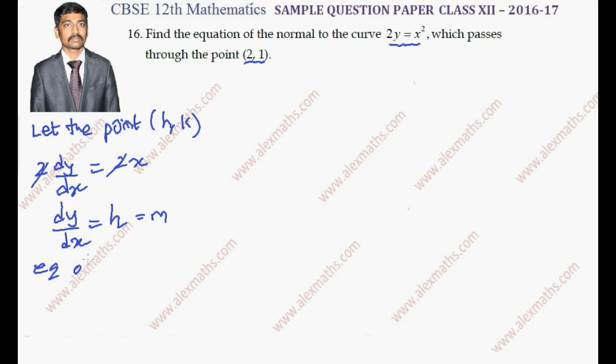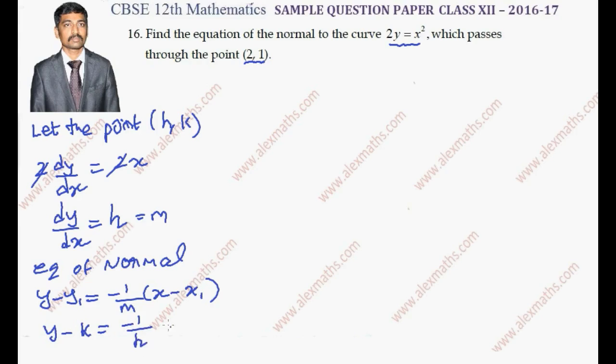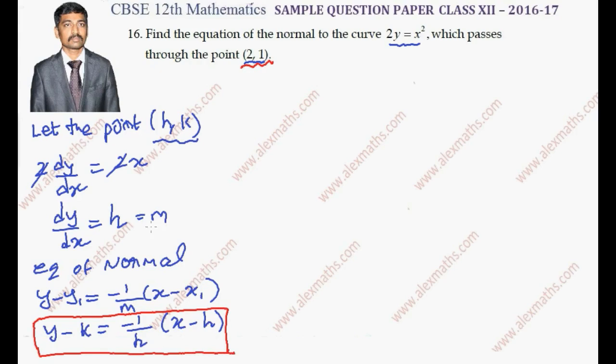Now we have to find the equation of the normal. For the equation of the normal, we have a formula: y minus y1 is equal to minus 1 by m into x minus x1. So if I substitute this, y minus y1 is k, equal to minus 1 by m, where m is h, which we just found, into x minus h. So I am using the point h, k, and I got the equation of the normal. This normal passes through the point which is given in the question. So this normal is passing through 2, 1. I have to substitute this 2, 1 for x and y, because any passing-through point will be substituted for x and y. So substituting 2, 1 in the normal, we get 1 minus k is equal to minus 1 by h into 2 minus h.